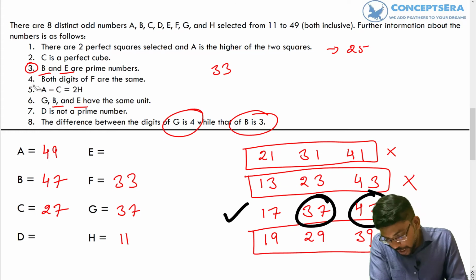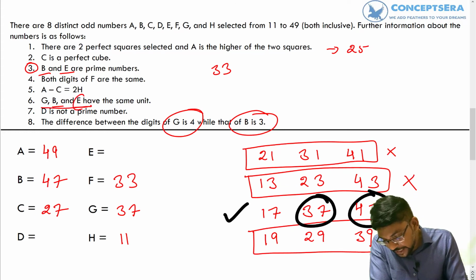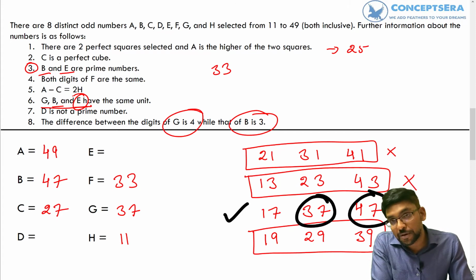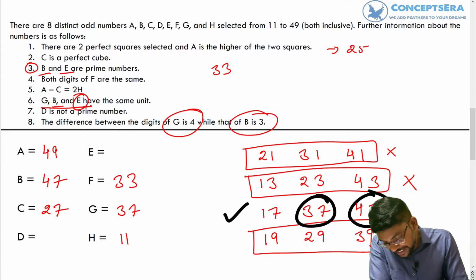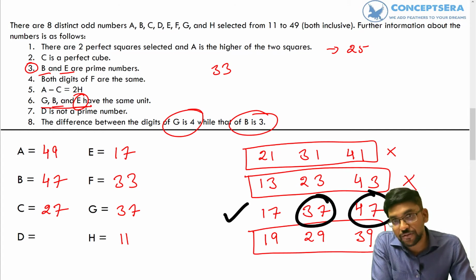Now we have to see out of G, B, E what number is left out. We can see from here E is left out here. So remaining number has to be E. So 17 is E. Now finally we are left with only one letter, which is D.